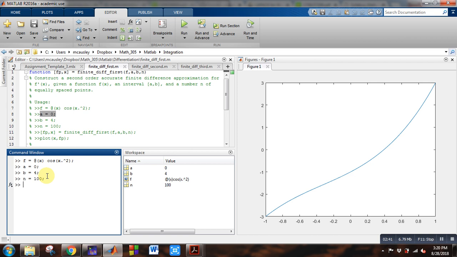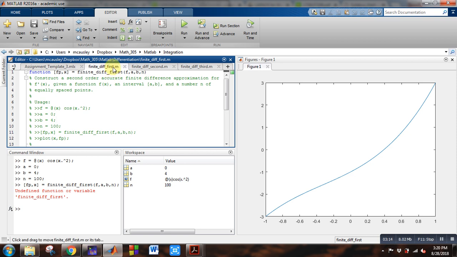Okay, so this is going to go from 0 to 4 with 100 steps. We're going to compute f prime, that's fp, and let's store the x values from 0 to 4. Finite diff. And the syntax is exactly the same. Note above that I have defined f, a, b, and n. So all my inputs are available. I run the code.